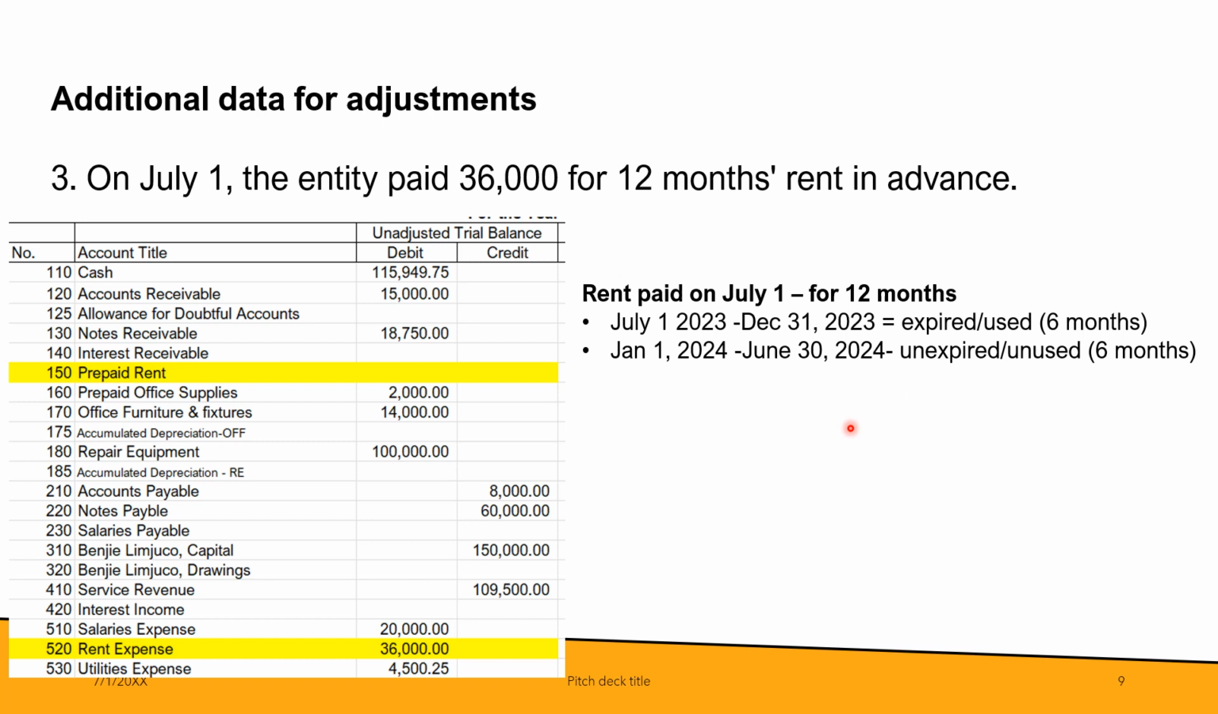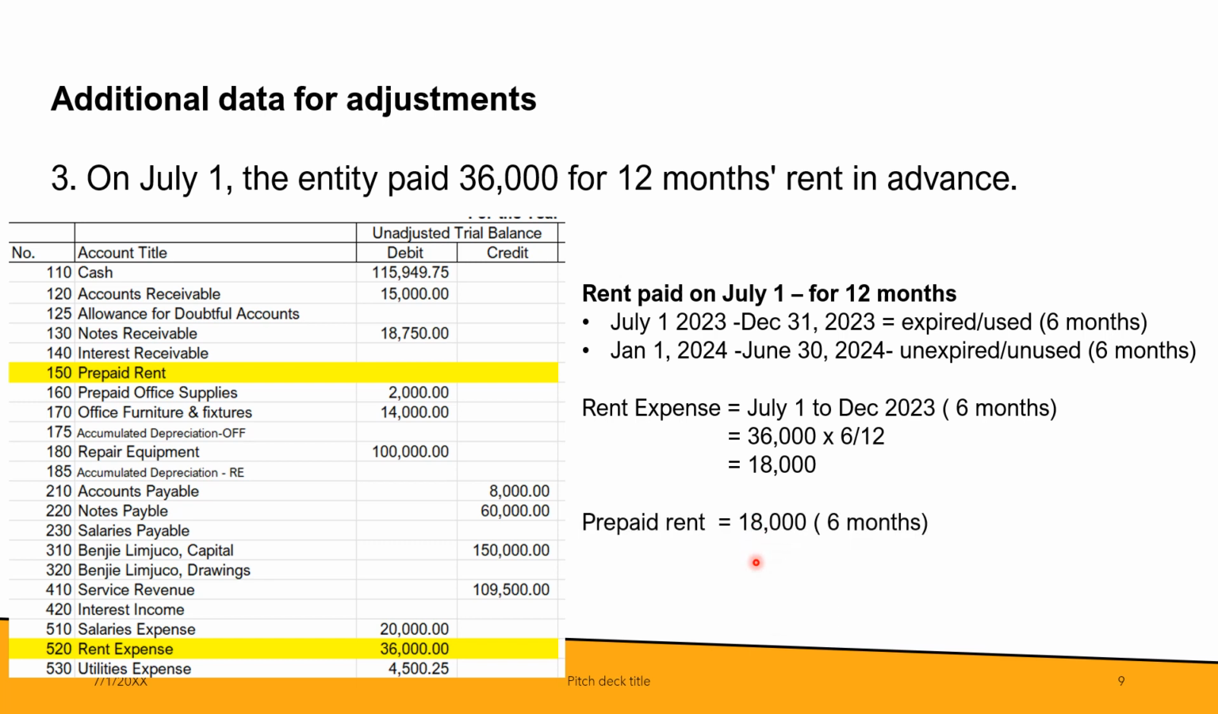So at the end of the accounting period, you have to reflect the correct rent expense, which is 18,000. Based on the unadjusted trial balance, it's 36,000, so it's overstated. So what amount should be recorded in your adjusting entry so that the rent expense at the end of the accounting period is only 18,000? And aside from that, you also need to record the unexpired portion of that rent, which is also equivalent to 6 months, and that is also 18,000. Okay, so let's go back to the worksheet and record the adjusting entry for rent expense.